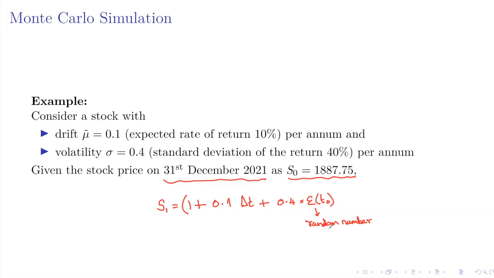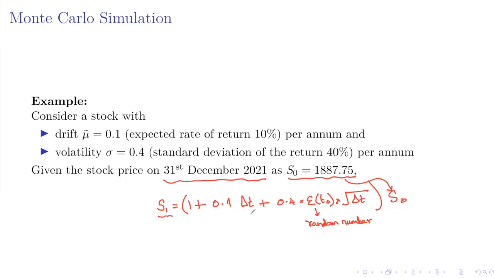As I told you, if you are using some standard software like MATLAB or R or anything, there are commands to generate these random numbers. So you can use any of those commands to generate this random number. Then you have root delta t times S naught. S naught is this. That will give you S1.